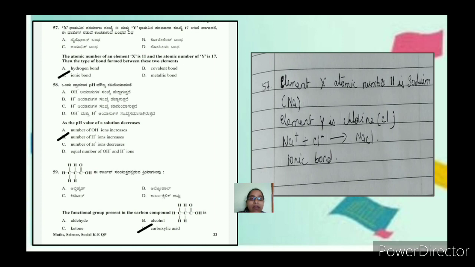As the pH value of a solution decreases, what happens to the hydrogen or hydroxide ions? So as the pH value of a solution decreases, you can see that H+, that is hydrogen ions, increases. The functional group present in the carbon compound CH3CH2COOH is, so you can see the last COOH. So it is known as carboxylic acid.